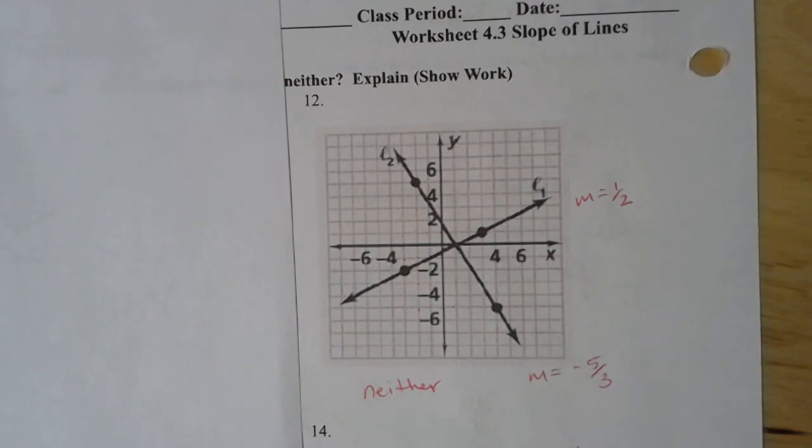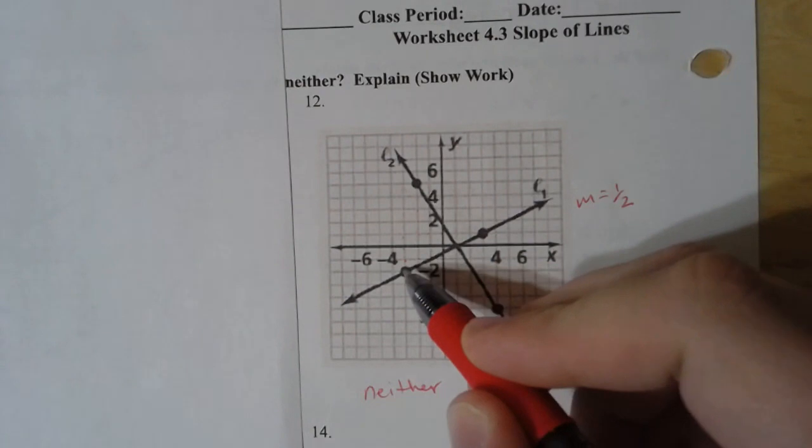And if they have neither the same slope nor their slopes are opposite reciprocals, then they will be neither. They're going to intersect in some way, but it won't be in a perpendicular fashion. So let's look at lines 1 and 2. In order to determine if these two lines can be parallel, perpendicular, or neither, we need to determine what the slope is. They give us 2 points on each line to help us determine the slope.